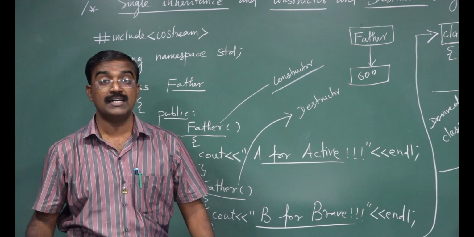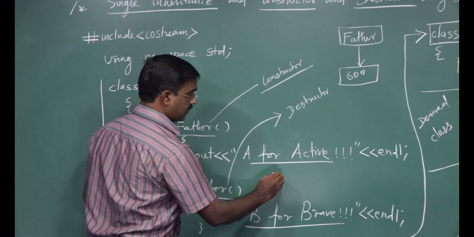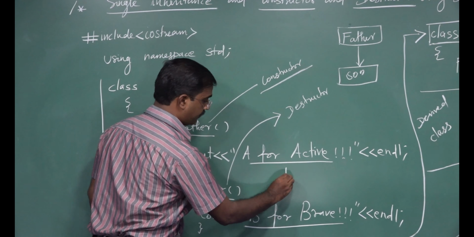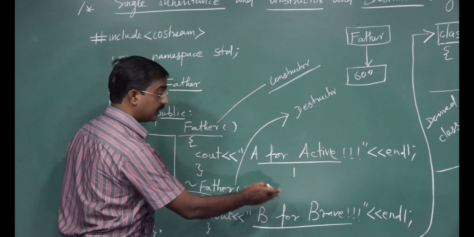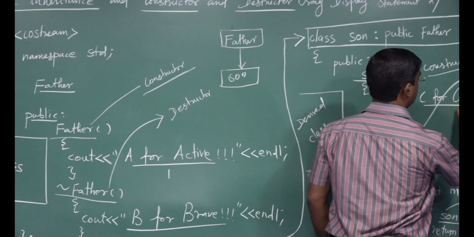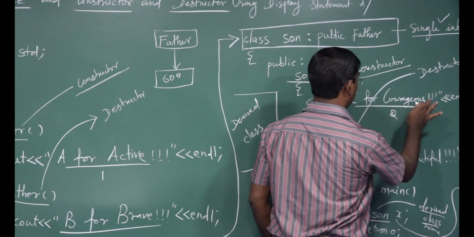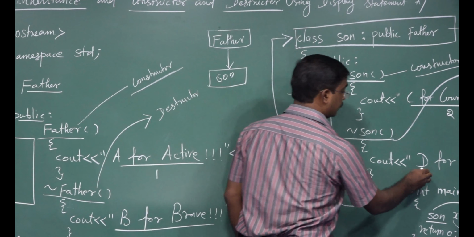Now I'll come to the result part. First, what output will come, sir? In the statement, the first one is this one. A for active. But you're showing B for brave. But the constructor output only will come first. That's why this is the second statement, C for courageous. And then the second statement, destructor.